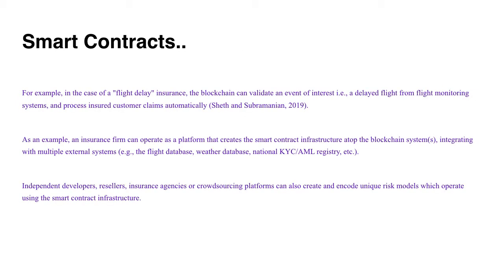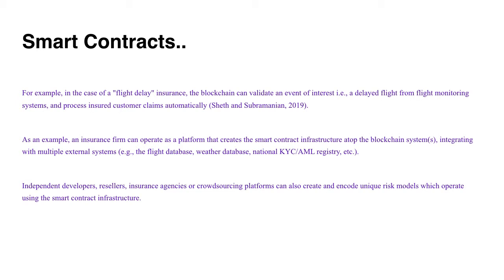Let's take an example. In the case of flight delay insurance, a blockchain can validate an event of interest, that is a delayed flight, from flight monitoring systems, and process insured customer claims automatically. As an example, an insurance firm can operate as a platform that creates a smart contract infrastructure on top of the blockchain system, thereby integrating with different external systems, for example the flight database, the weather database, the national know your customer and anti money laundering registries, etc.